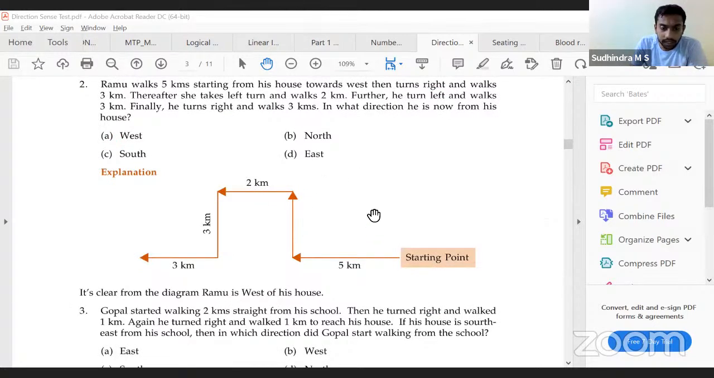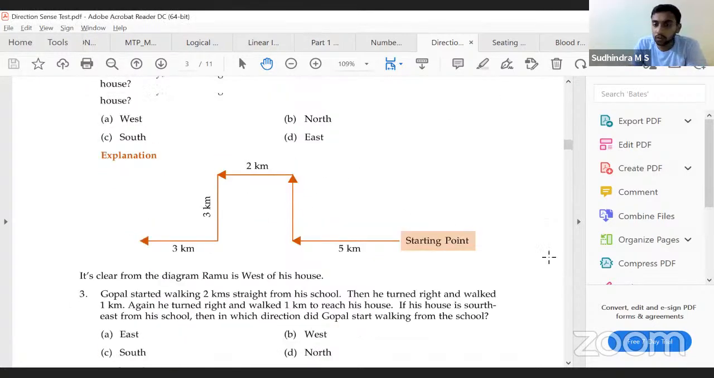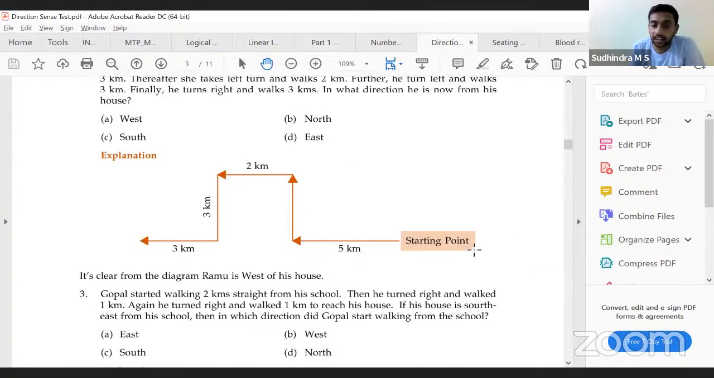Gopal started walking 2 kilometers straight from his school. Then he turned right and walked 1 kilometer. Again, he turned right and walked 1 kilometer to reach his house. If his house is southeast from his school, then in which direction did Gopal start walking from his school? So you know the destination, but from the starting point, what is the direction you started? South, northeast, southeast. Okay, you're talking about the starting point.